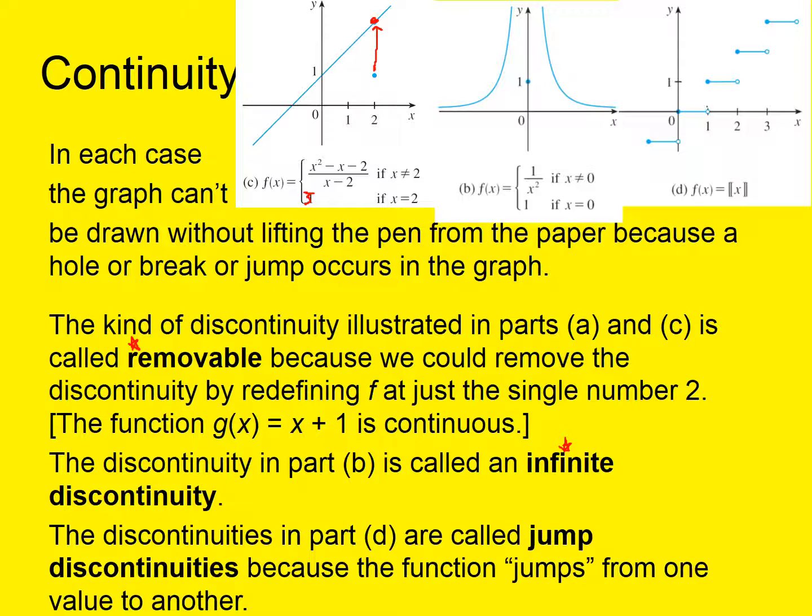And then you've got your jump discontinuity, which happens for this step function, the greatest integer function, because you jump up from 0 to 1, 1 to 2, 2 to 3. You have a jump at any integer.